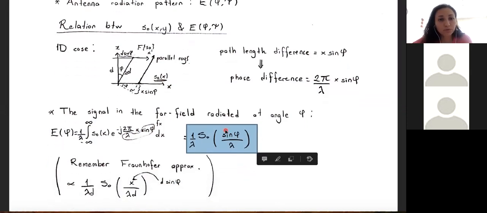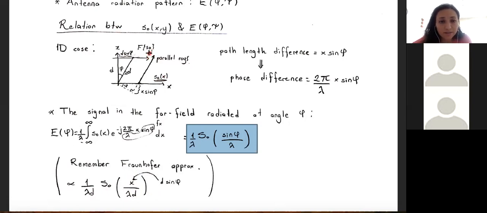Remember that I told you, you can also get this result by directly using the Fraunhofer approximation. Remember what we learned from the Fraunhofer approximation. In the far field, we're going to observe S0, the Fourier transform, and this Fourier transform was scaled in this plane, the x prime plane, with lambda d. That was our Fraunhofer propagation result.